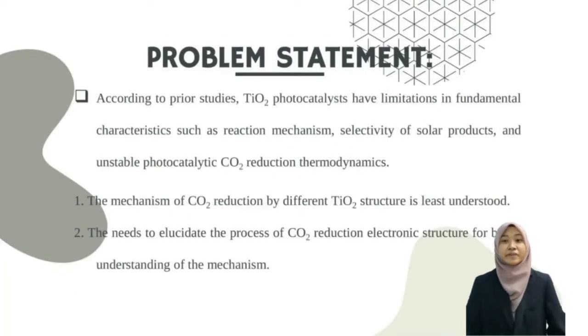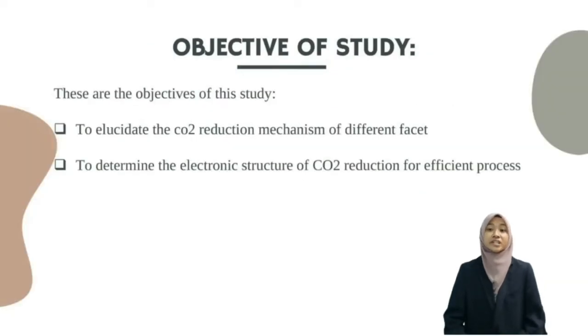TiO2 photocatalysis has limitations in fundamental characteristics such as reaction mechanism, selectivity of solar products, and unstable photocatalytic CO2 reduction thermodynamics. In order to boost photocatalytic efficiency, different features of the TiO2-based photocatalytic system must be modified. The mechanism of CO2 reduction by different TiO2 structures is misunderstood, and there is a need to elucidate the process of CO2 reduction and electronic structure for a better understanding of the mechanism. This study utilizes density functional theory (DFT) simulation to understand the process of CO2 reduction in TiO2 thin film.